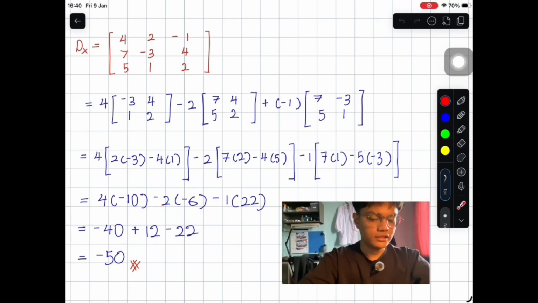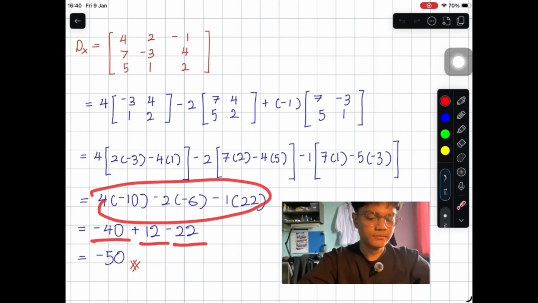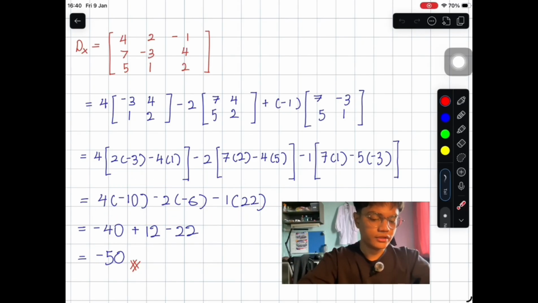Then, I add -1 multiplied by the determinant of the matrix 7, -3, 5 and 1. So this will give -1 multiplied by 7 plus 15, which equals -22. Now, I combine all the terms: -40 plus 12 minus 22. This simplifies to -50. Therefore, the value of D sub x is -50.